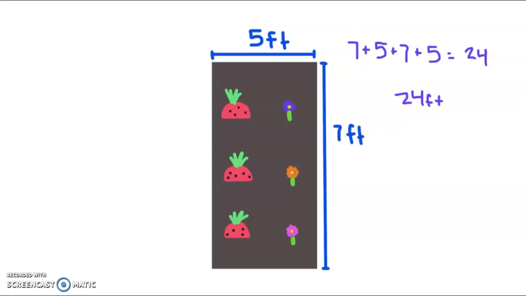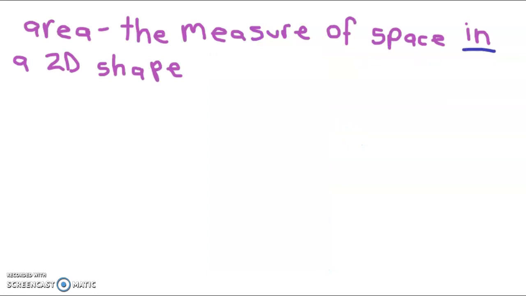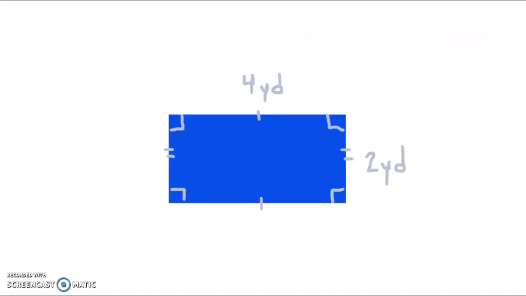Now we are going to talk about area. Area is the measure of space in a 2D shape. To find area, we multiply length by width. I'm now going to give you an example where we are going to find the area. So let's say I have a rectangle with a length of 4 yards and a width of 2 yards.